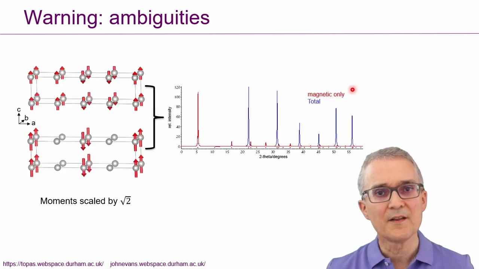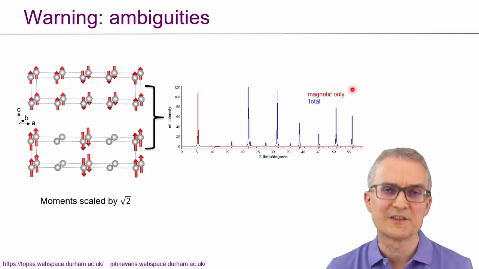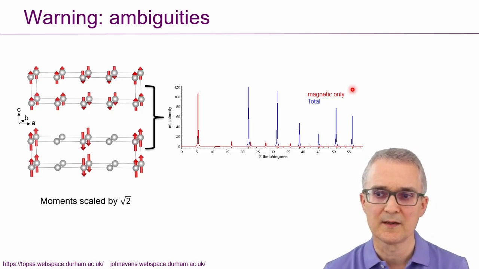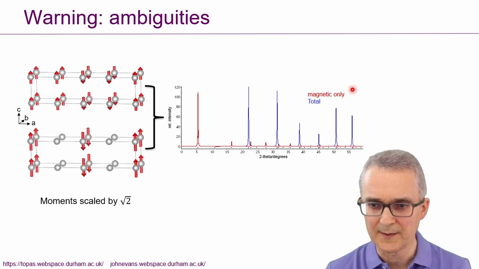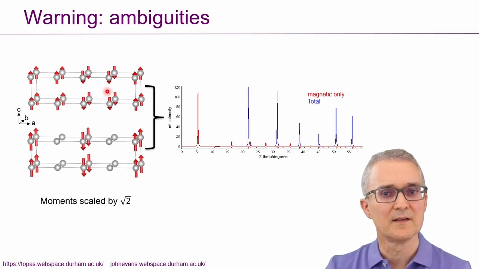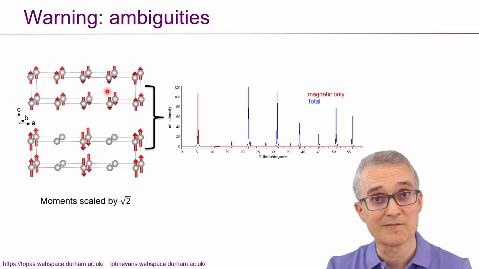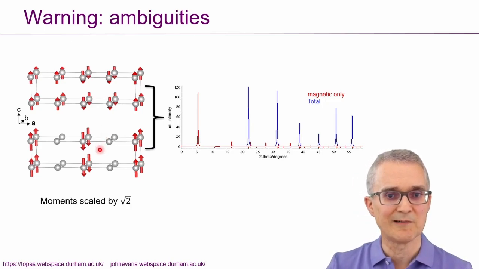And then the final thing just to keep in mind is that there can actually be some structural ambiguities in magnetic diffraction, which the first time you see them might seem surprising. Just to give you an example of that, I've simulated the magnetic diffraction pattern, or in fact the total diffraction pattern, magnetic and nuclear, for two different hypothetical structures.